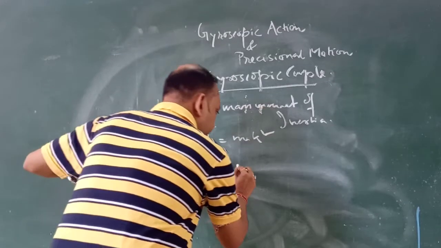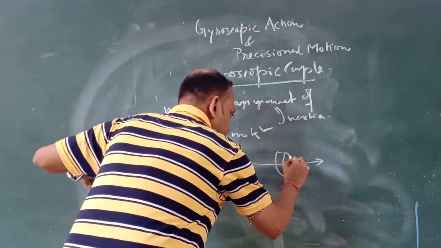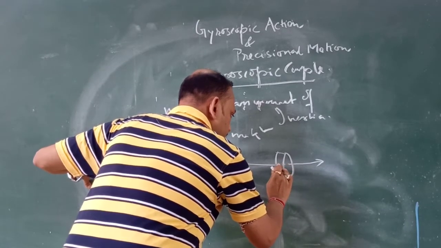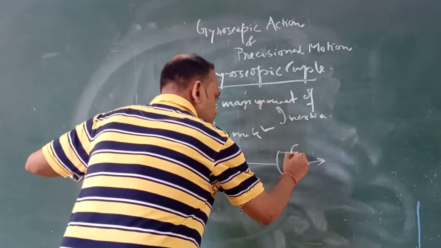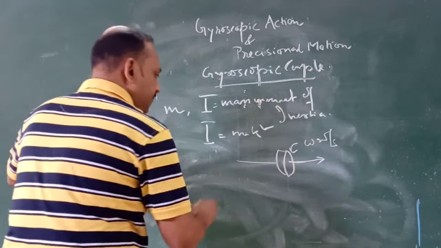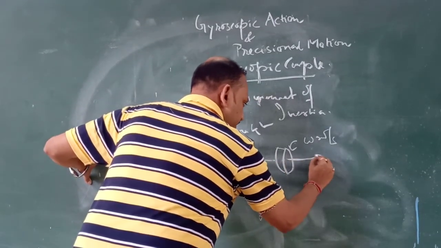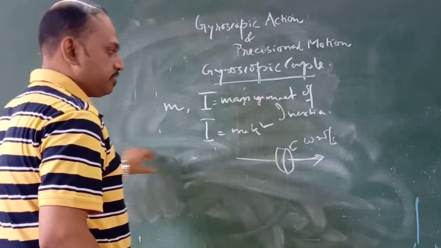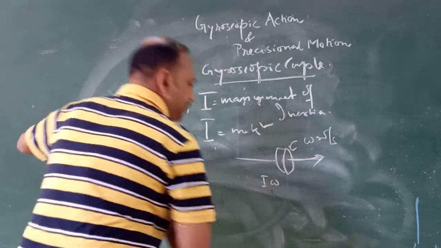So for a disc which is rotating with an angular velocity of omega radian per second, the angular momentum vector will also be represented in the same direction as that of the angular velocity, and its magnitude is I omega.